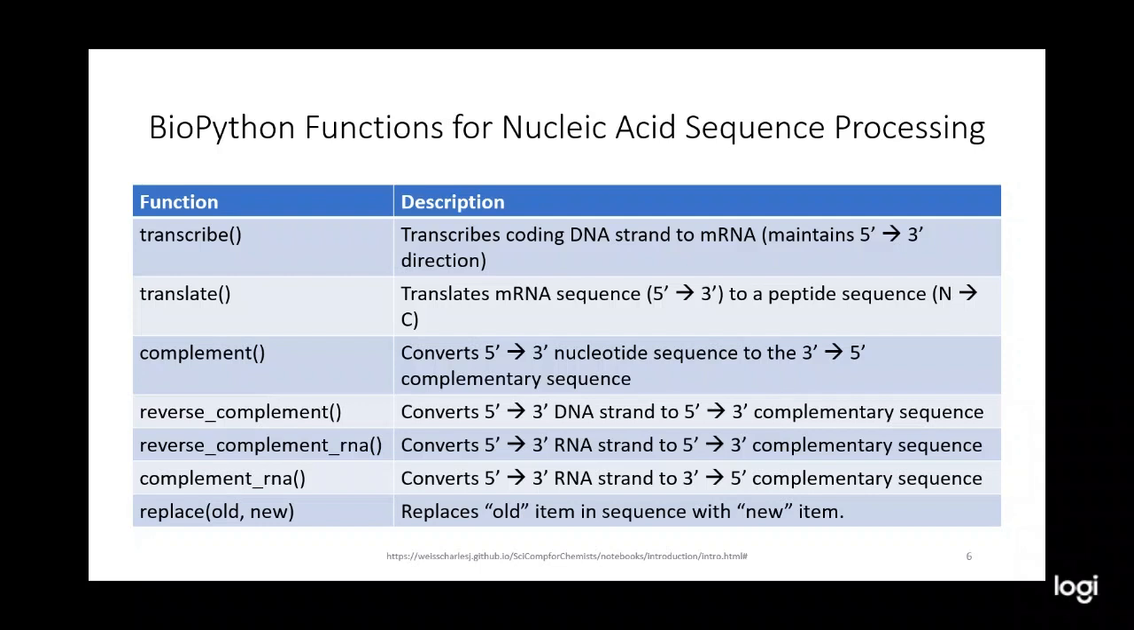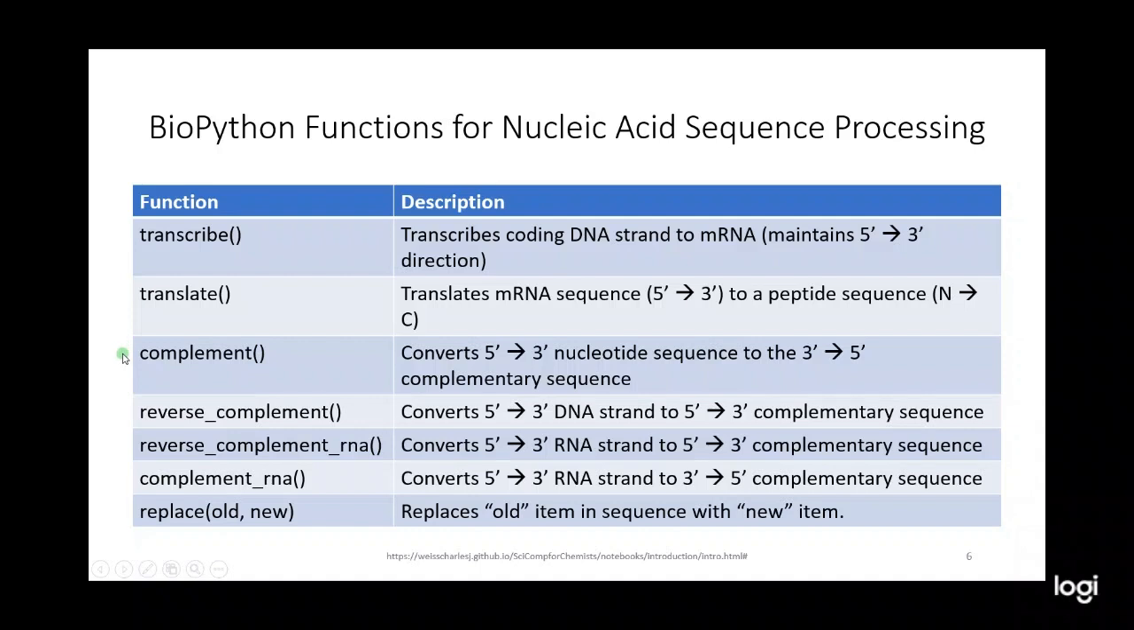BioPython provides several built-in functions to facilitate DNA and RNA sequence processing. Let's go over some key functions. The transcribe function converts a coding DNA strand into a messenger RNA, mRNA, sequence. The translate function translates an mRNA sequence into a peptide protein sequence.